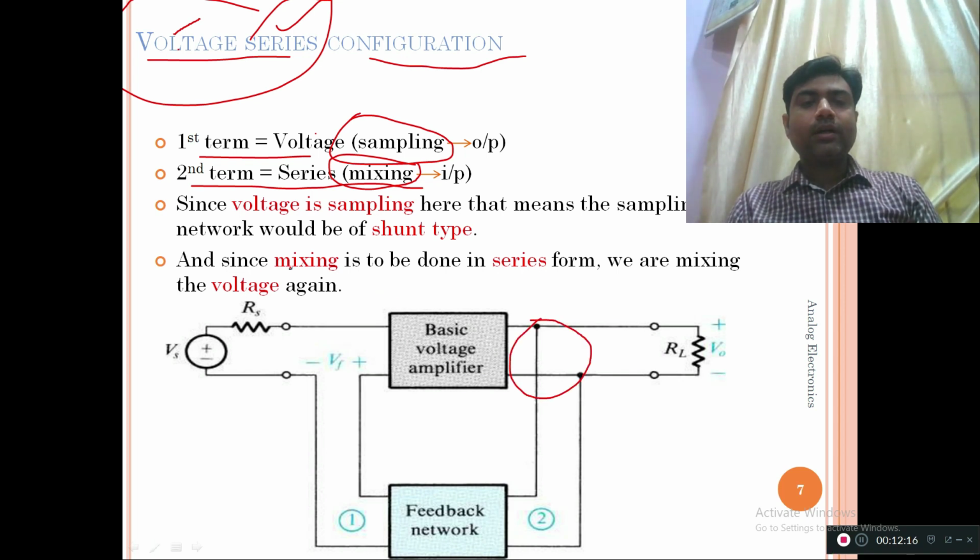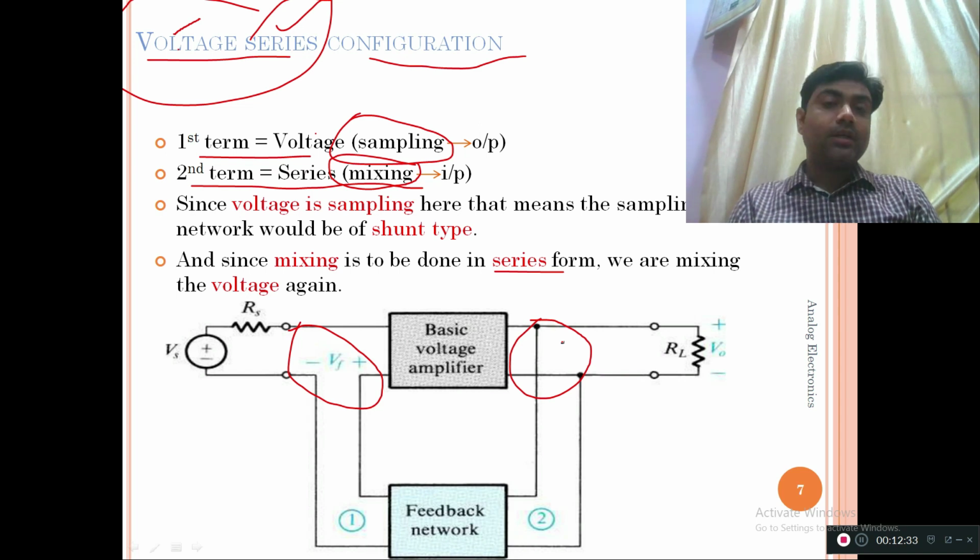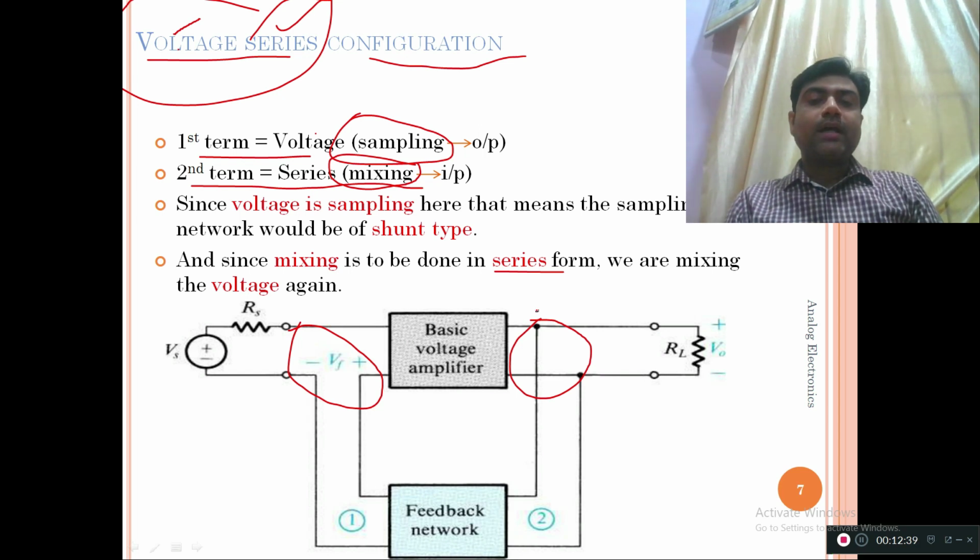And since we are mixing in the series form, it has to be the voltage again. So there is always an opposite relation between mixing and sampling. When we are sampling the voltage, it has to be done in the shunt form, and if we are mixing it, we are mixing the voltage again. So you have to remember the configurations and how we are sampling and how we are mixing it with the input source.